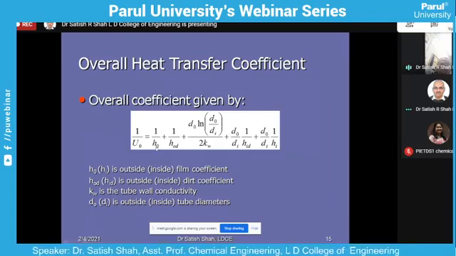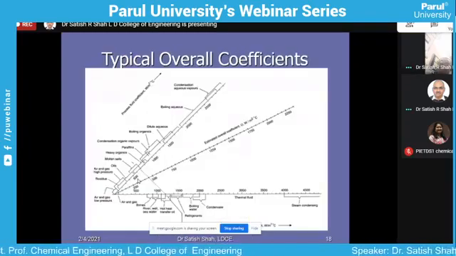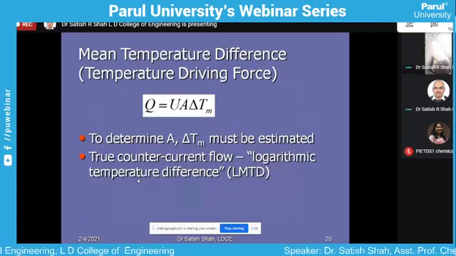But if it is 0.0003, then that value you have to write down in place of 1 upon HO directly. Don't put that value as HO. Is it clear to you? Sorry, HOD or HID. Okay. So this is where you can assume the value of the dirt coefficient. So again, we will reach to this.